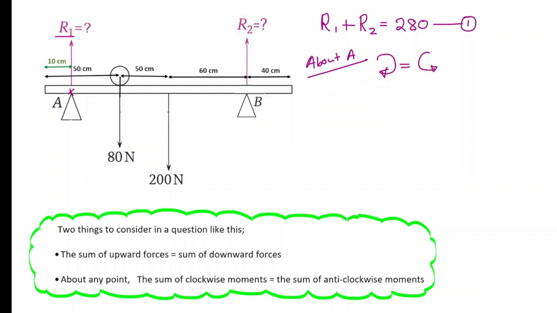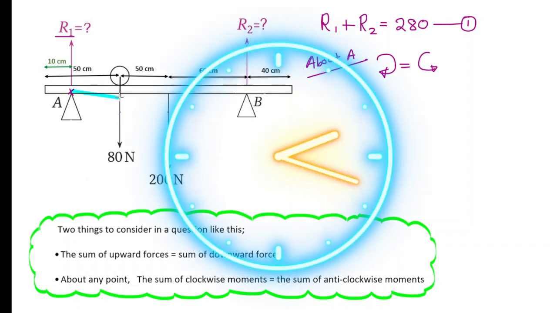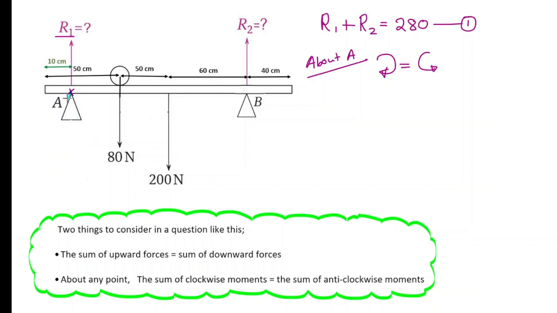Now, what are the clockwise moments? From point A, if I go to this 80 newton force, I can see that 80 newton force is pulling this way. So this is clockwise. So let's try with 200 newtons. So here's the 200 newton force, and you can see this is also going in a clockwise direction. So this is clockwise, this one is clockwise. Let's write those two. So the clockwise moment is force multiplied by distance.